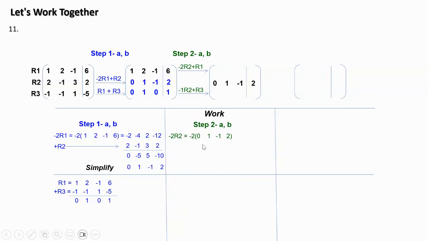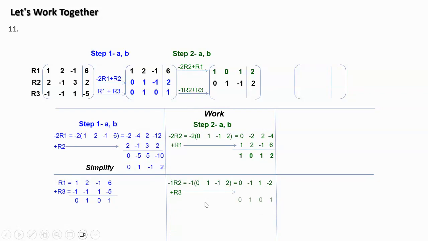Negative 2 row 2 will give us 0, negative 2, 2, and negative 4. And we add it to row 1. So we do row 1 over. This will give us 1, 0, 1, 2. That's my new equation number 1. So I'm going to multiply negative 1 times row 2, which will give us 0, negative 1, 1, and negative 2, and add it to row 3. And this is my result. So I'm done with step 2.